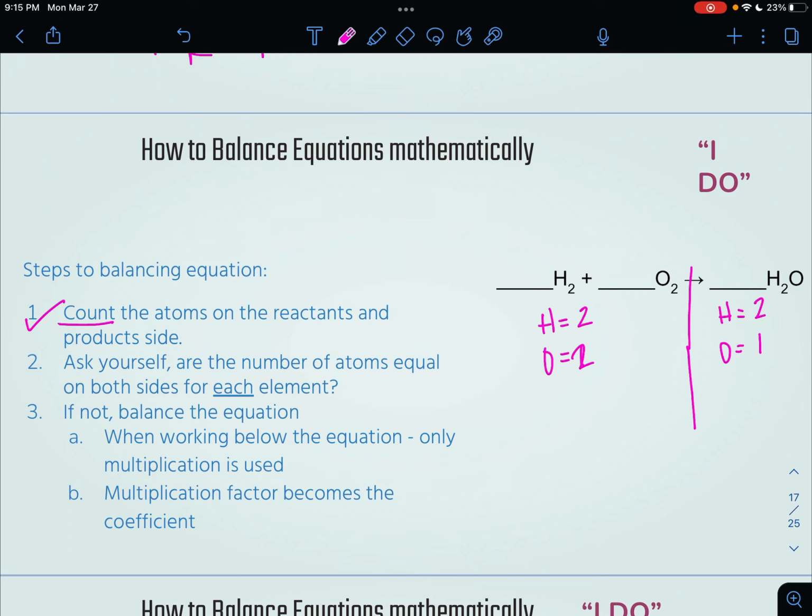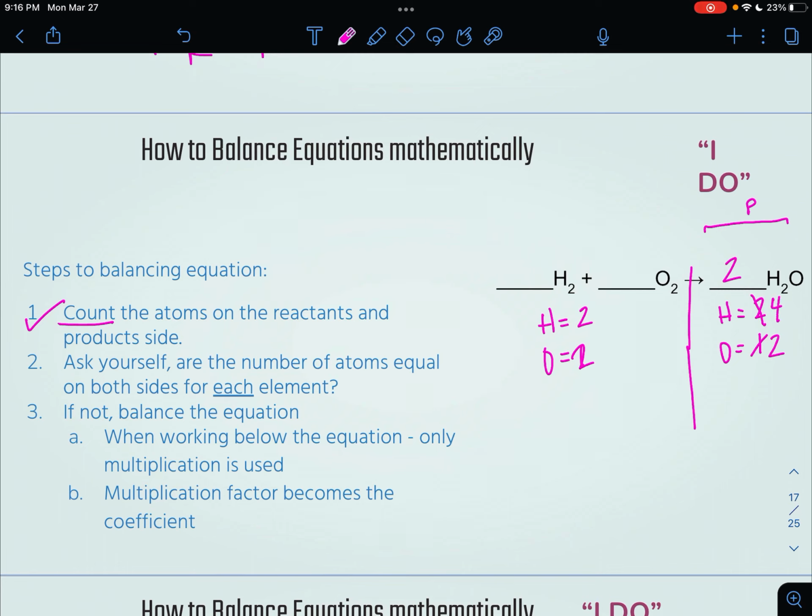For the next step, we ask ourselves, are we equal on both sides? We can see the hydrogens are equal, but our oxygens are not. The way we're going to get them to equal out is if we look on our products side. We only have 1 oxygen, and if I want to get 2, I'm going to put a 2 in front. So now we have 2 oxygens. But remember, this 2 applies to this entire molecule. So now instead of just 2 hydrogens, we have 4.